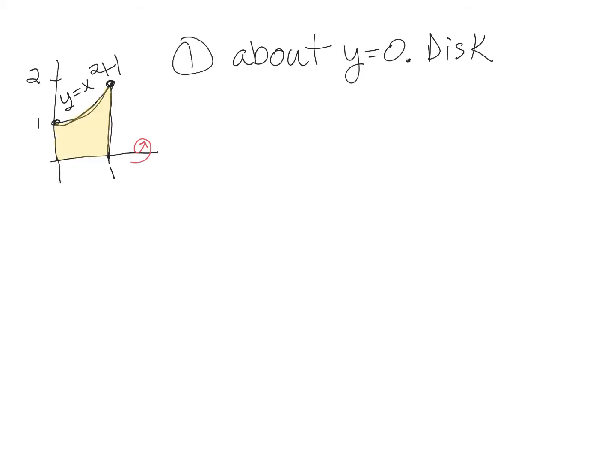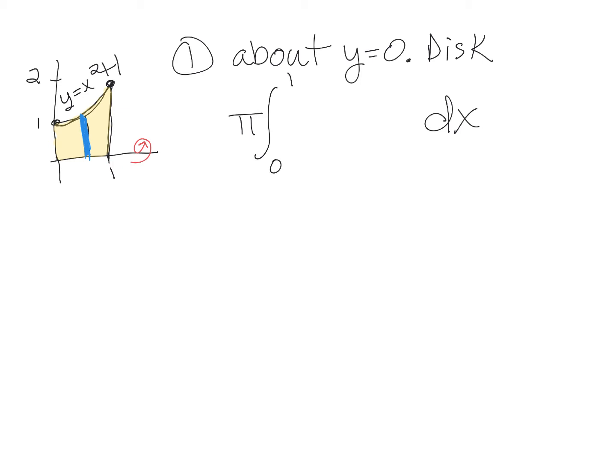First, we're going to rotate about y equals 0, and we're going to use the disk method. So y equals 0 is the x-axis. Disk means perpendicular, so our element is vertical. That means we're going to be using a dx. And y equals x squared plus 1 is our function. X is going to go from 0 to 1. So we have our limits.